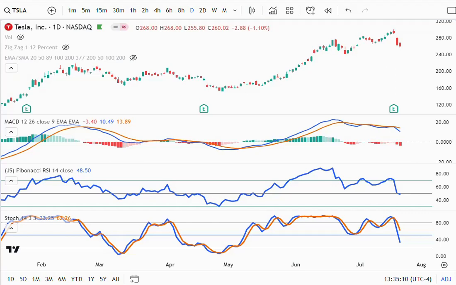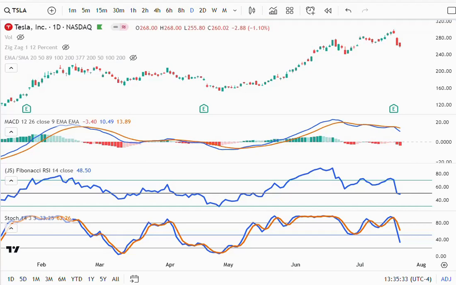Next week, we're going to have earnings from Microsoft and Google on Tuesday and Meta on Wednesday. We also have the FOMC next Wednesday. So there's likely to be quite a bit of volatility next week. So let's just talk about what happened this week and what we can expect going forward.